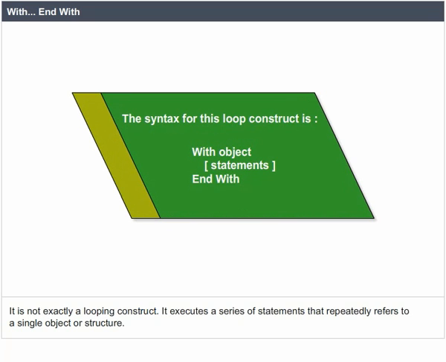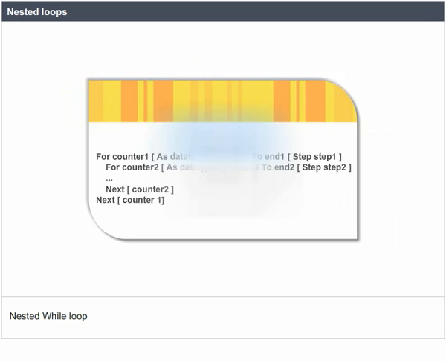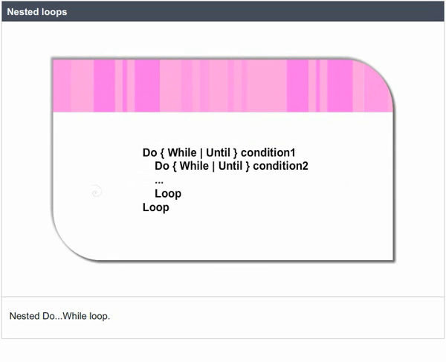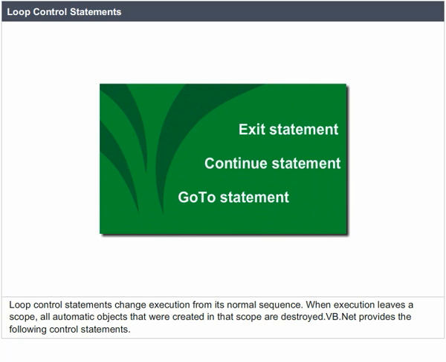Nested loops. You can use one or more loops inside any other while, for, or do loop. Nested for loop, nested while loop, nested do while loop. Loop control statements. Exit statement, continue statement, go to statement.